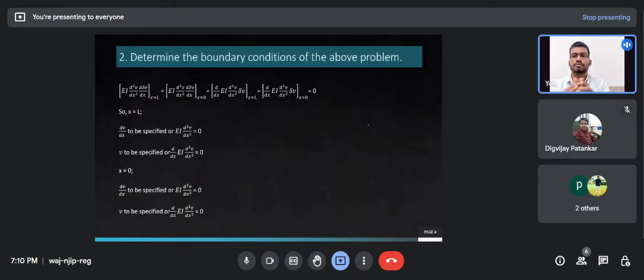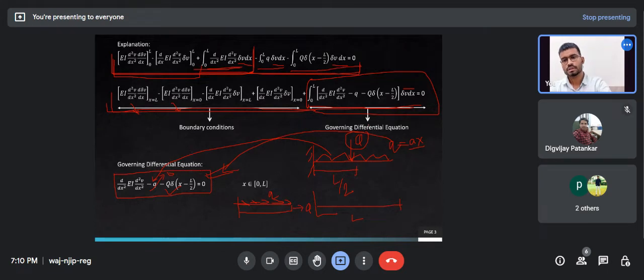In this, we have to determine the boundary conditions of the beam problem. In these equations we have seen that these four terms will give you the boundary conditions, and we know that for this whole expression to be zero, each and every term should be equal to zero. So this term should be equal to zero, this term should also equal zero, this one also should be equal to zero, and this one also should be equal to zero. Right?